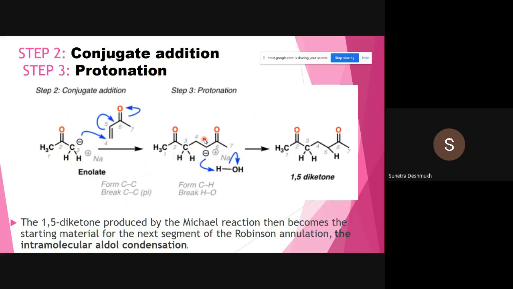In this way, see the numbering: 1, 2, 3, 4, 5, 6, 7. Now we have to look for the 1,5-diketone, so 1, 2, 3, 4, 5. The first and fifth positions have the diketone. So don't count like this: count the carbonyl group at the first position, then second, third, fourth, and fifth. So we got the 1,5-diketone via the Michael reaction. This is a very simple one.